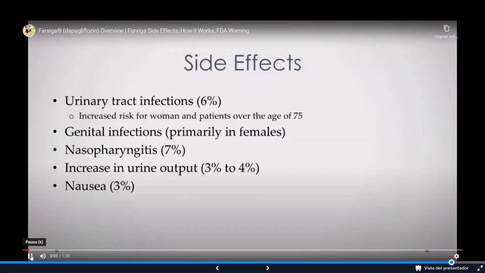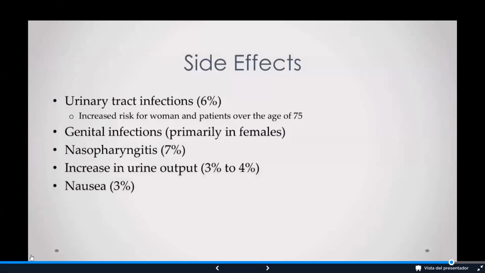Now we'll move on to side effects, and these mostly tie in with the precautions that we just discussed. So urinary tract infection is one of the most common side effects you can experience because of the reasons we talked about. And this is much more pronounced in women. Women are at a higher risk for UTIs compared to men in general. So this can happen in up to 6% of patients. And I would guess that this percentage would be much higher if we were talking just about females. Also, those that are 75 years old and older are at an increased risk of getting this side effect as well. Genital infections are also possible, and this is primarily in women.